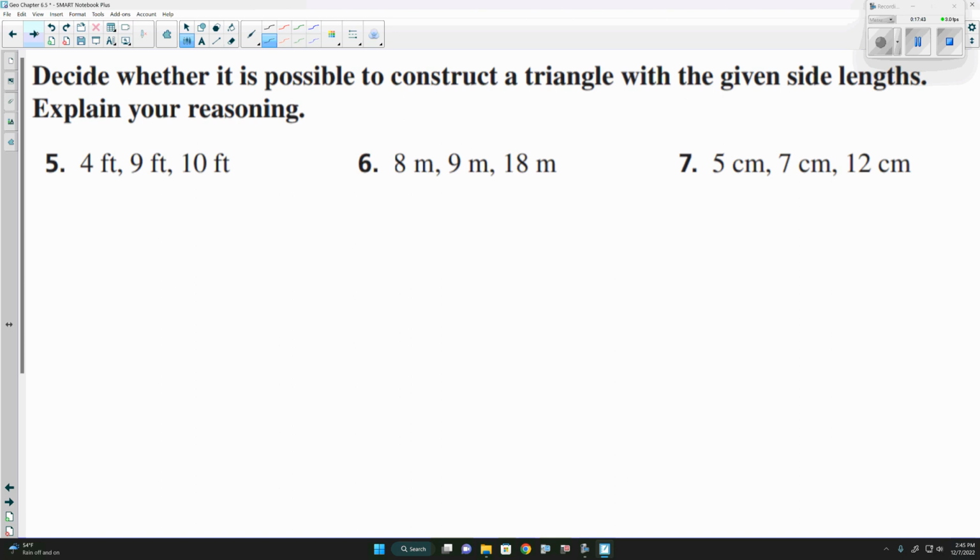Okay. Determine whether it's possible to construct the given side lengths. Now with this, again, the sum of any two sides has to be greater than the third. So we have all three sides. So here we're saying that 4 plus 9 has to be greater than 10, yes? Well, 4 plus 9 is 13. Is 13 greater than 10?